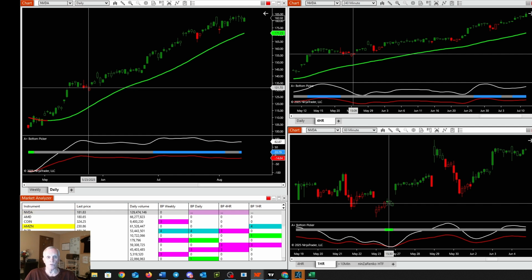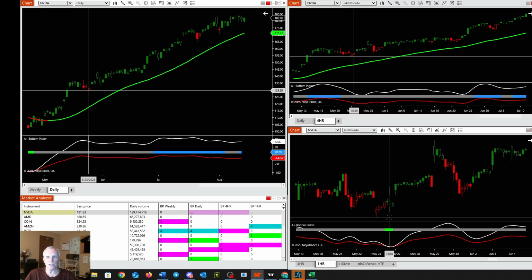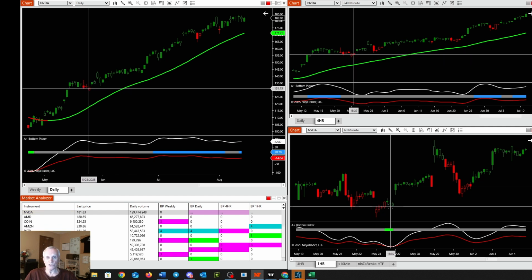For me, I keep it really simple. I'll either do vertical call debit spreads. I may buy calls outright. Just depends on a variety of factors. But it's a bullish option trade structure.